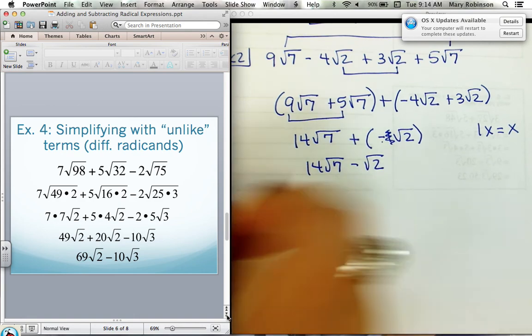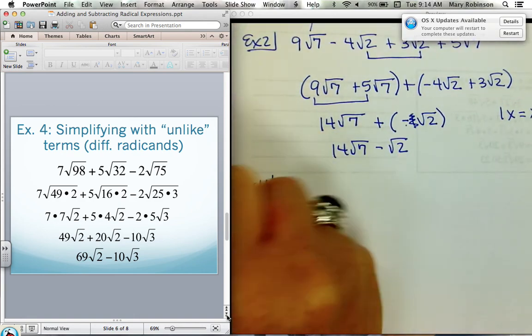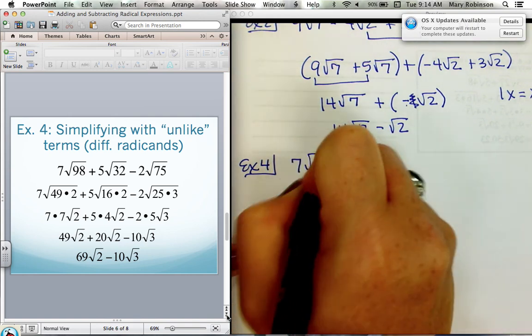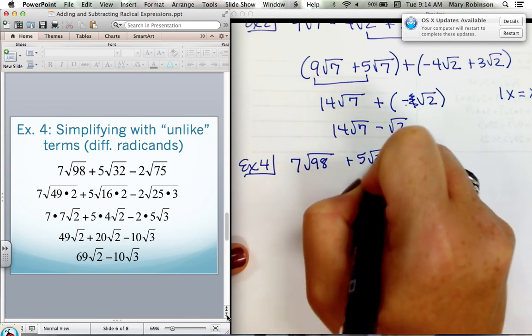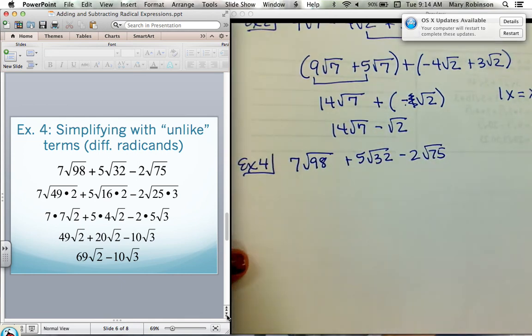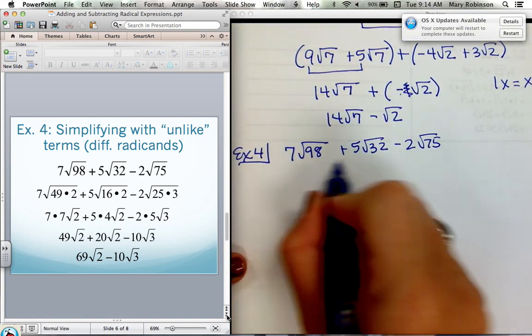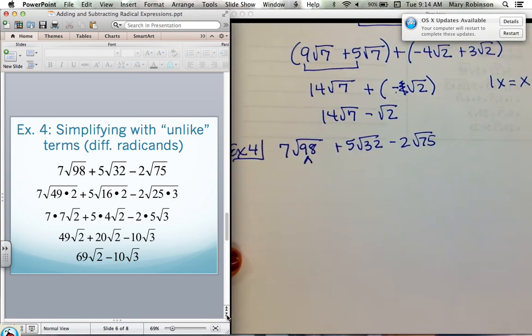So the next example I want to look at, and I'm sorry it's called example 4, but it is our third example. We'll call it example 4. Simplifying with unlike terms, meaning we have different radicands. Looking at 7 square roots of 98 plus 5 square roots of 32 minus 2 square roots of 75. We're going to have to employ some strategies that we learned yesterday. So neither recognize these are like terms. So we need to start by breaking this down.